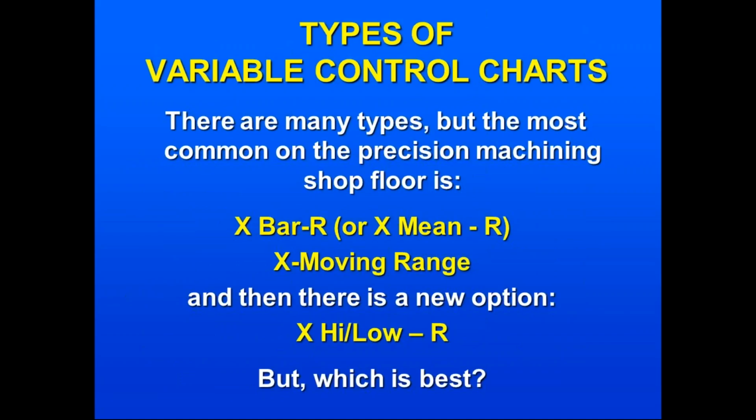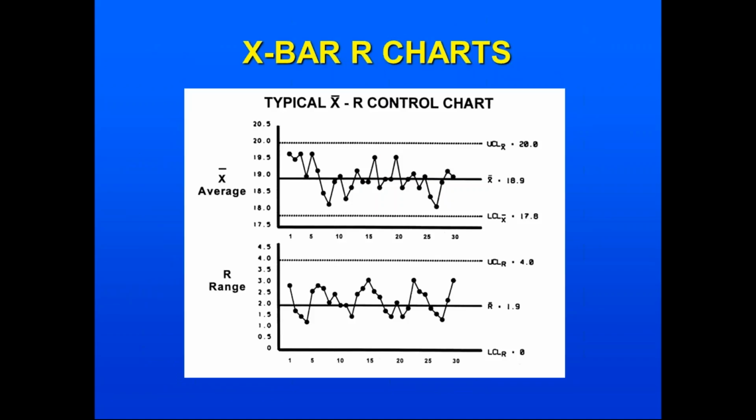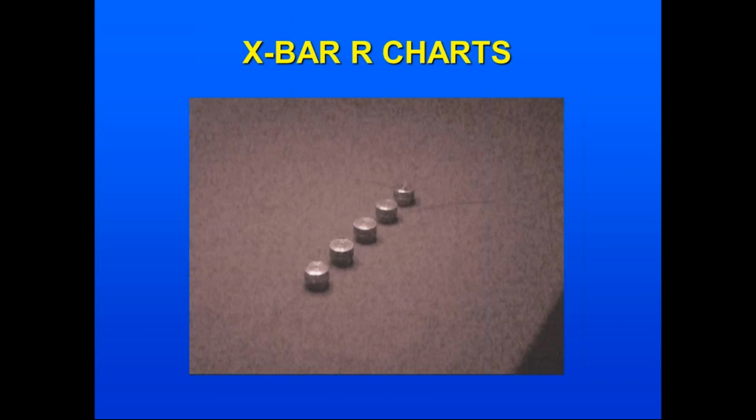So we have a variety of control charts at our disposal. Which one would be the best? Would it be the X bar and R, the X moving range, or this new option I'd like to discuss today, the X high-low R? Now if you take a look at the X bar and R control chart, it's pretty common, everybody's familiar with it. But let's see what happens here.